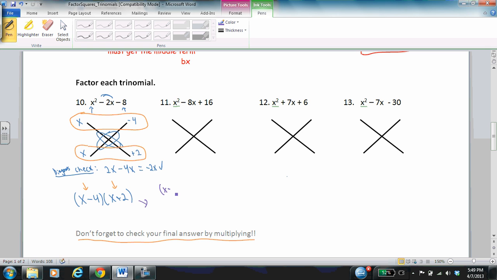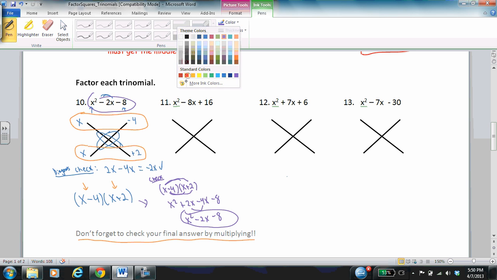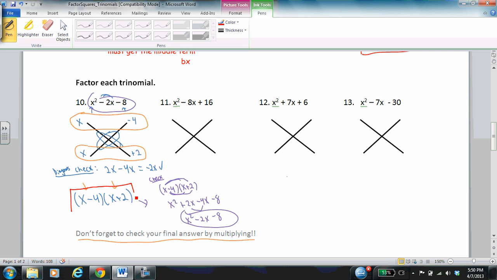X minus 4, so this is my answer check. X minus 4 times x plus 2, you guys are all bosses at multiplying binomials. So x times x is x squared. X times 2 is 2x. Negative 4 times x is negative 4x. Negative 4 times 2 is negative 8. So that's x squared minus 2x minus 8, which is the same thing that I started with. So this red answer that I'm going to box is the correct answer.